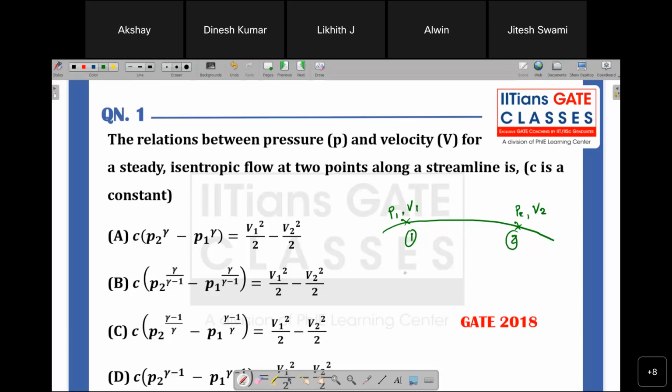I can have an energy equation for this flow process, that is H1 plus V1 square by 2 equal to H2 plus V2 square by 2. So if it is an isentropic process, then this relation should hold good. That means it is equal to a constant or equal to H naught, that is the stagnation enthalpy, right? So this is constant.